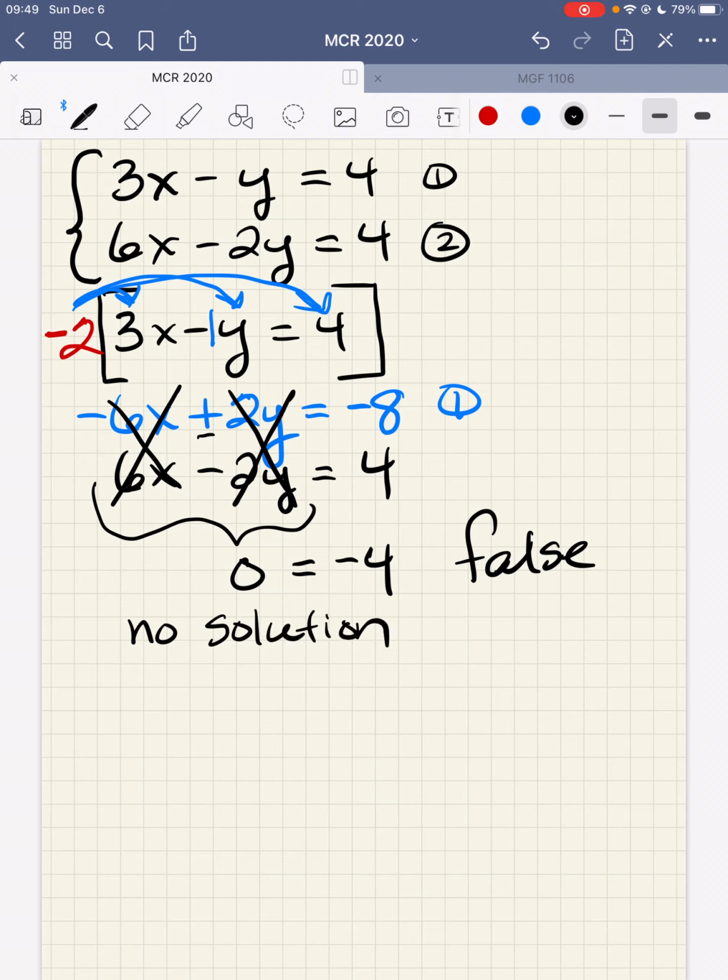And if you were to go ahead and graph these, they would be parallel lines. Okay, so this is what parallel lines looks like when you're trying to work it algebraically. All right, so this is the second of our scenarios when we have parallel lines or get no solution.